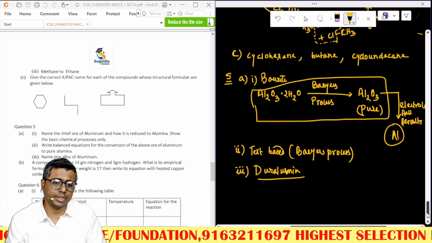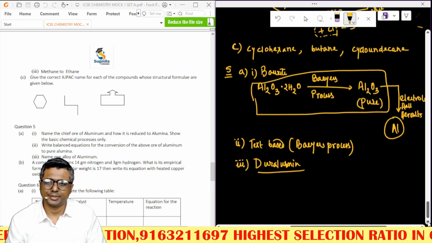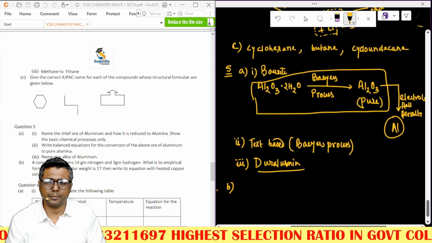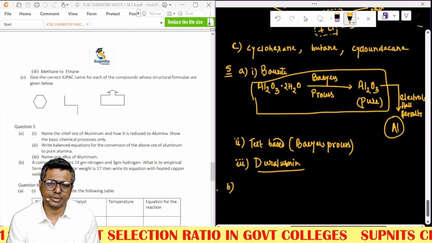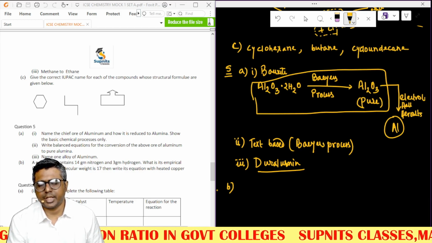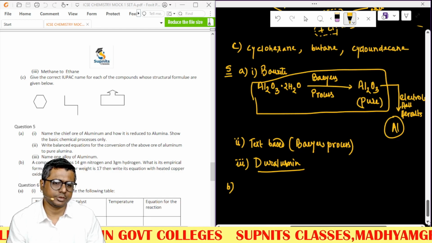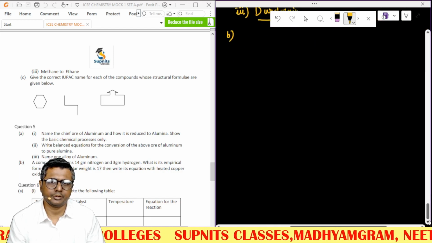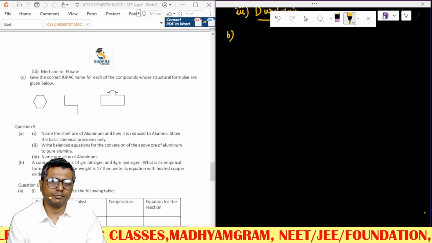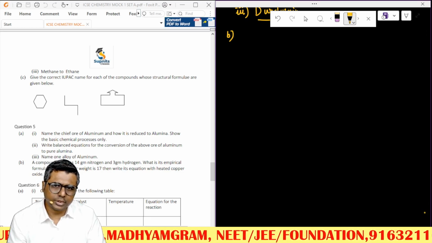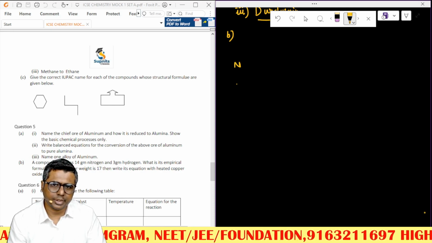A compound has 14 gram of nitrogen and 3 gram of hydrogen. Find out its empirical formula. Very good question. So how do we find that? If percentage is given, it is very good, but if percentage is not given, then also there is no problem. You write nitrogen, you write hydrogen.